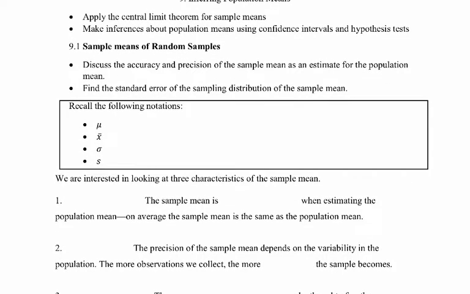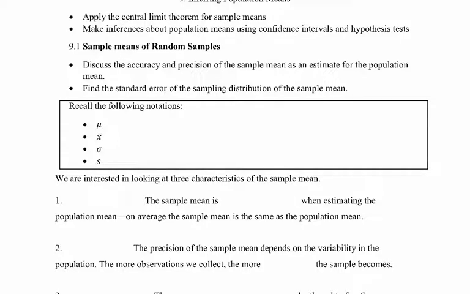So this first section is a lot of vocabulary and a lot of symbols. Some of this is a review of what we've done before. So our 9.1, the title is Sample Means of Random Samples. So we're interested in looking at the accuracy and precision of the sample mean, as we can use that as an estimate for a population mean and be able to find the standard error for the sampling distribution that comes from taking those sample means.